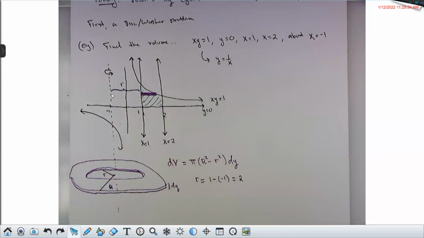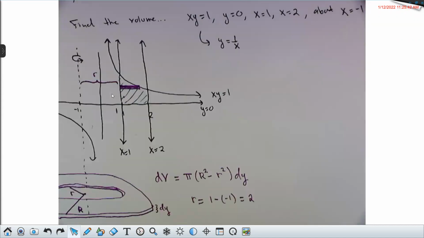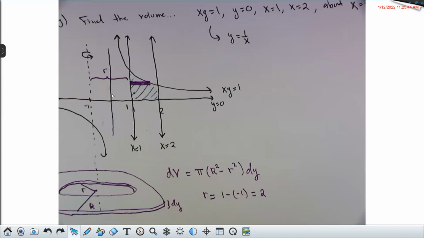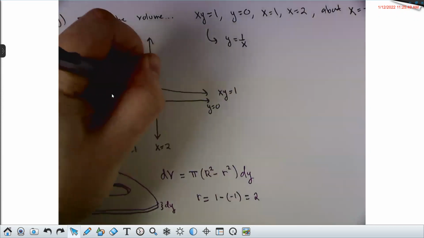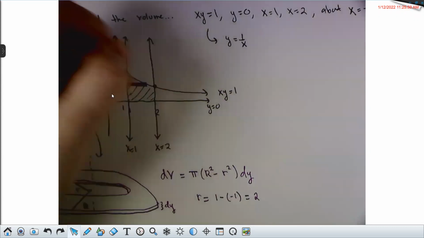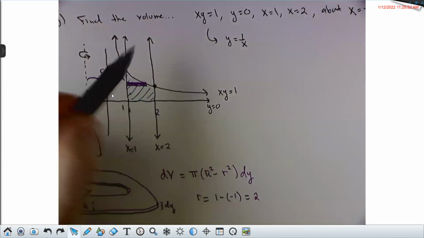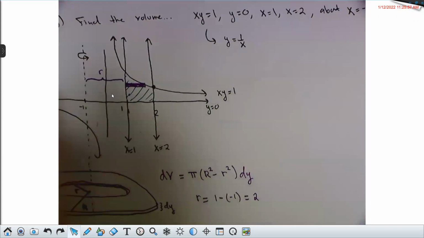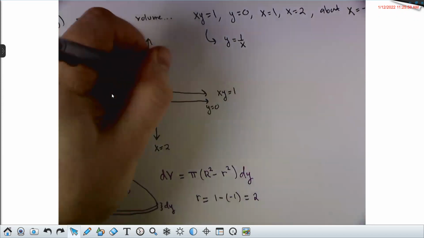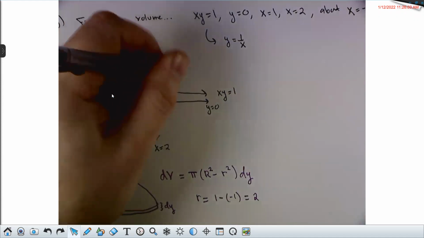The outer radius, which King answered correctly in a sense, is more complicated. So I'm going to zoom in a little bit here, and I'm going to label this point right here, because this point, it turns out, is very important for this problem. This is the point on the curve y equals 1 over x, where x is equal to 2. So the x coordinate there is 2, and the y coordinate is 1 over x, which is 1/2.